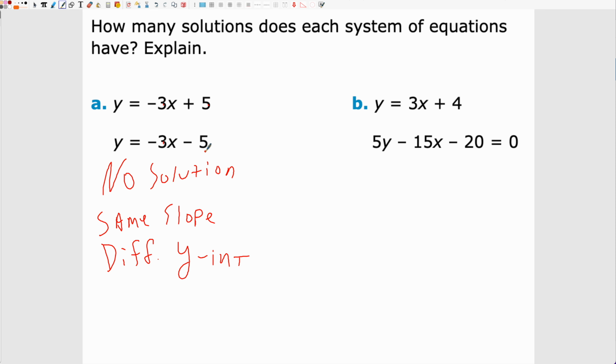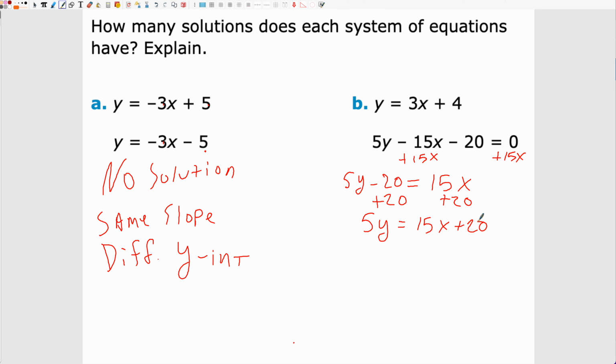What do we have to do for B? We need to solve the second one for y, and we'll just call that putting it into slope-intercept form or solving it for y. We want to get y by itself. So what's my first step to get y by itself here? Add 15x, right? So that would be 5y minus 20 equals 15x. And then what? Add 20, we want to get 20 to the other side. So 5y equals 15x plus 20.